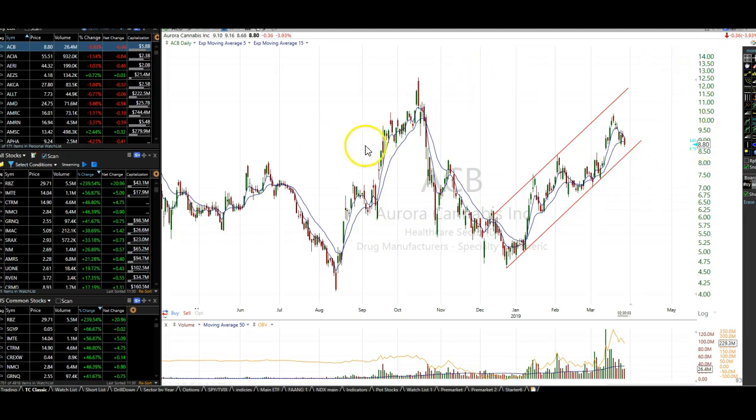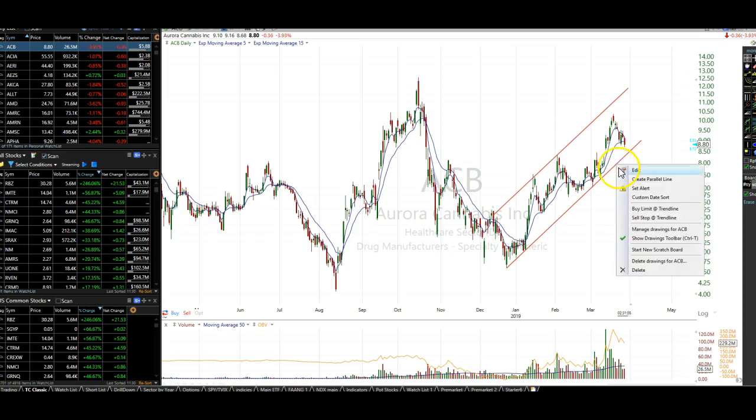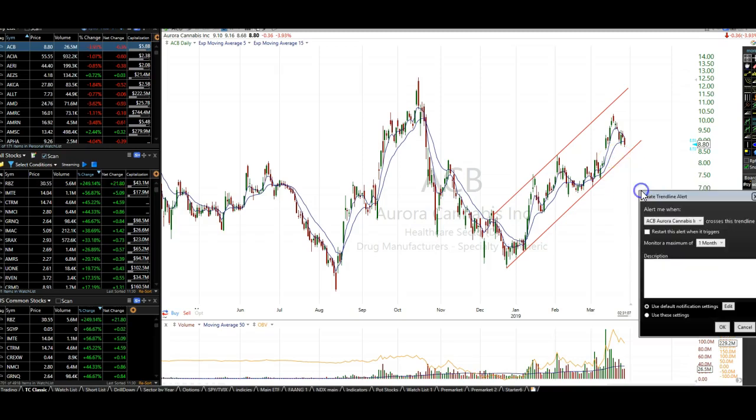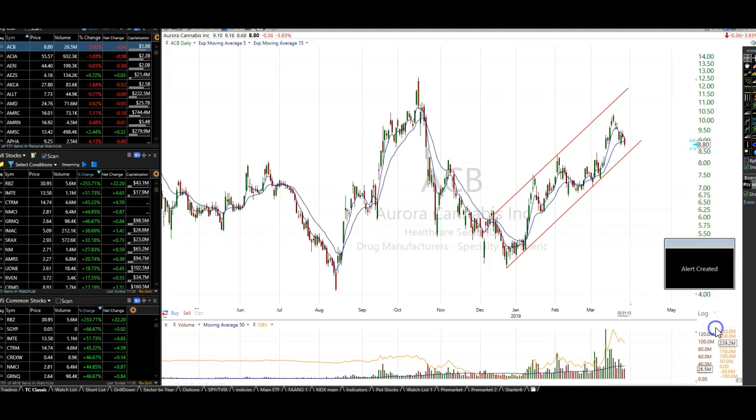So for instance, the ACB here, now I have this channel line drawn. To alert it in TC2000, I just right click and I set an alert. Then I hit OK, and it says alert is set. Now if this stock comes down and breaks through this trend line, the alert will go off.